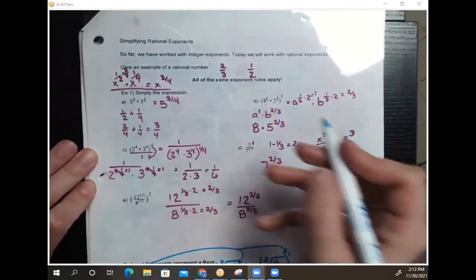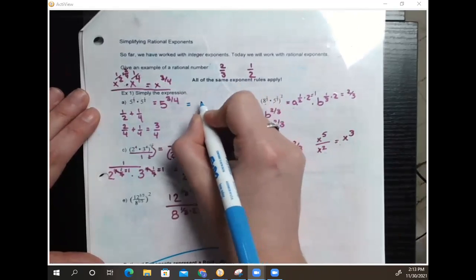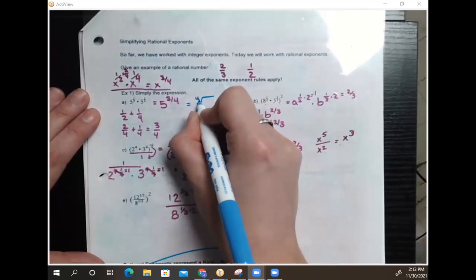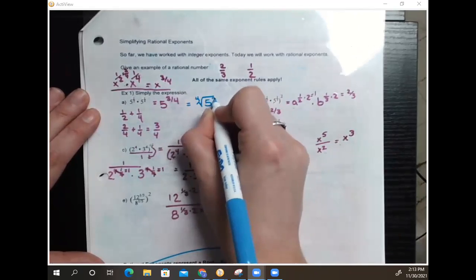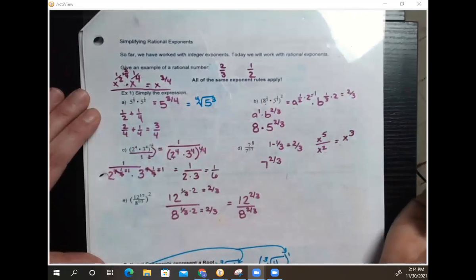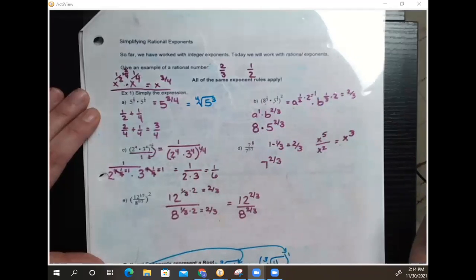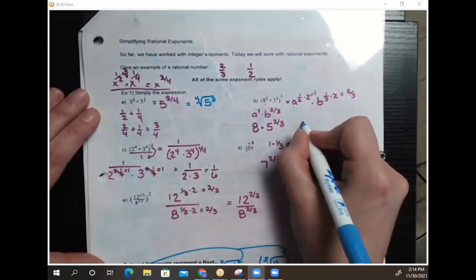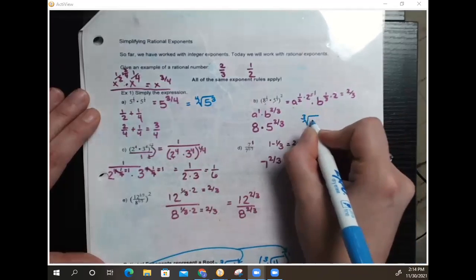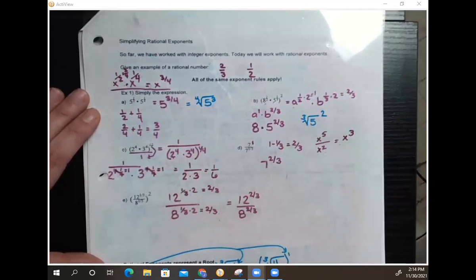So 5 to the 3/4 power, I could also represent as the 4th root of 5 cubed. And again, in some cases, I'm going to want the power under the root. In some cases, it's easier to simplify with it outside. They are equivalent, they mean the same thing. For B, 8 is going to stay as 8, but 5 to the 2/3 power, I could represent as the cube root of 5 with the square under or outside of that root.